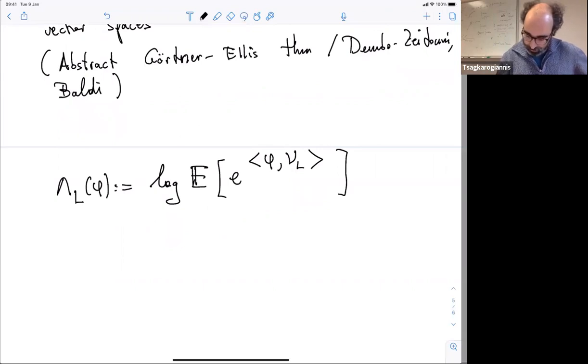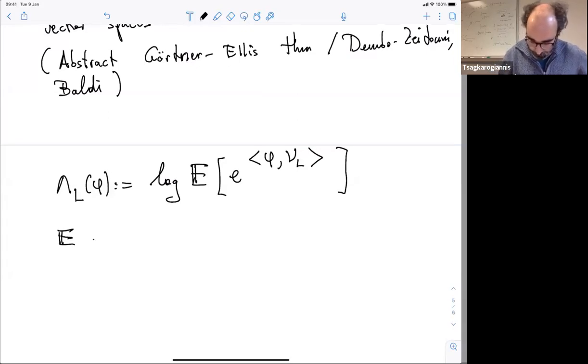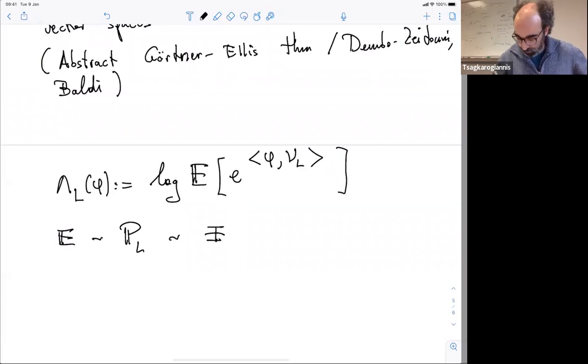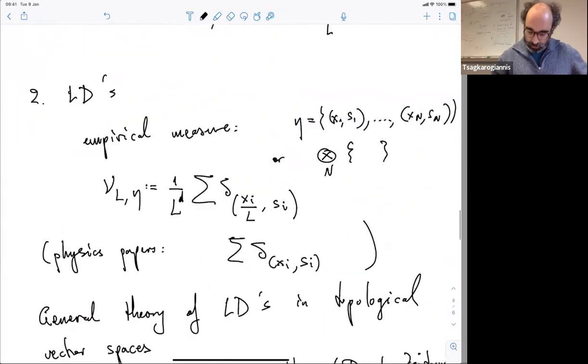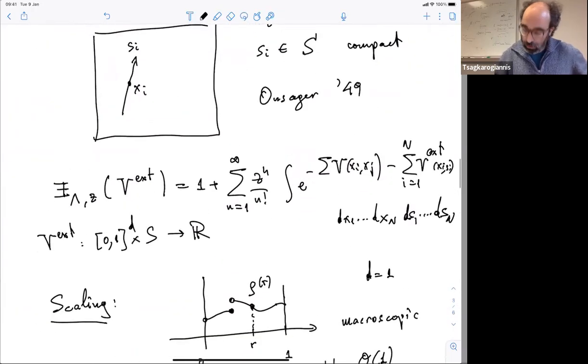So this is the moment generating function, where the expected value is with respect to the probability measure PL that is associated, if you want, with the grand canonical partition function I had before. I have the grand canonical partition function here, so I can write the corresponding probability measure. The probability of A will be the integral over A of this object. This is how you compute the probability.